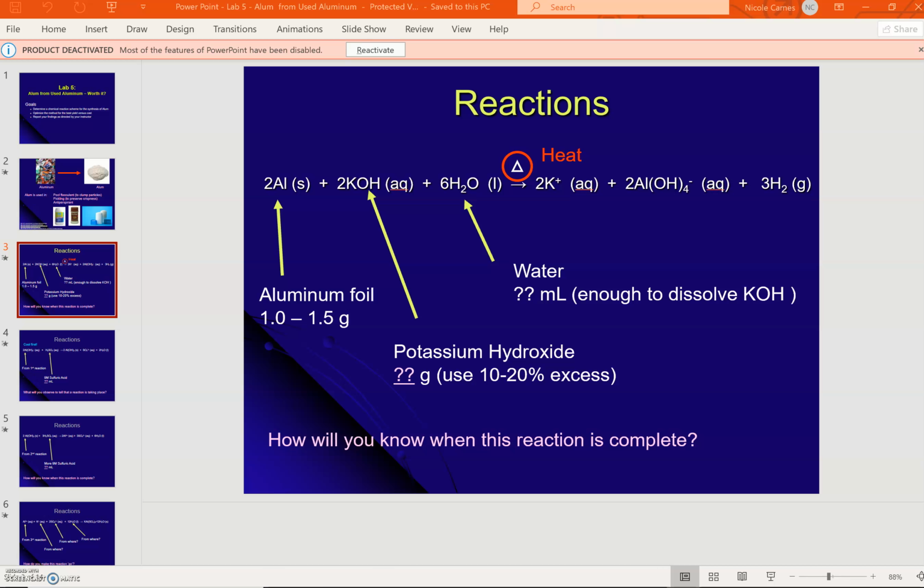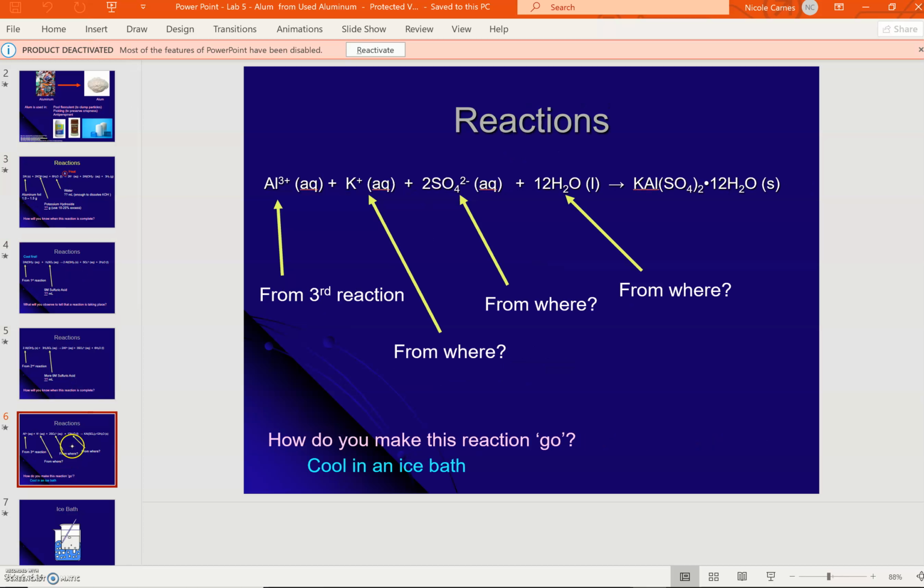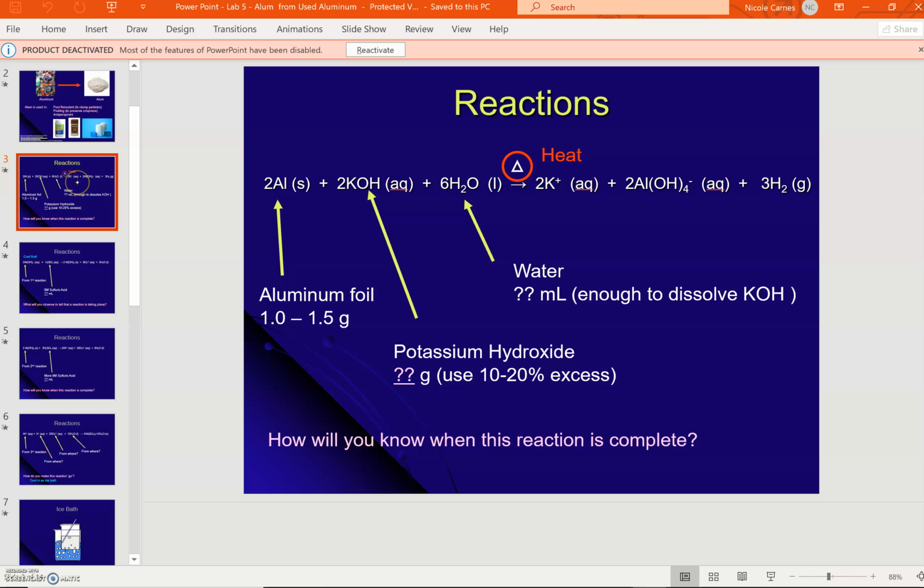Here's a video for the Lab 5 quantity check. If you've looked at the PowerPoint previously, you know that this is a 4-step reaction. There are some reagents that do not have a known amount that we will be using, but we are going to perform calculations using stoichiometry to find out the amount of each reagent that we will be using.